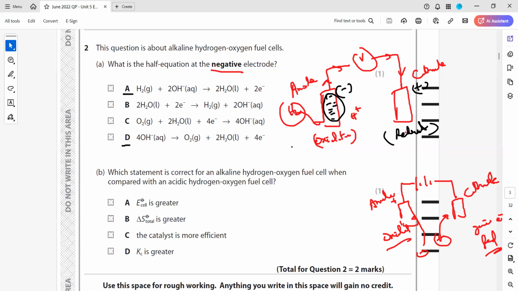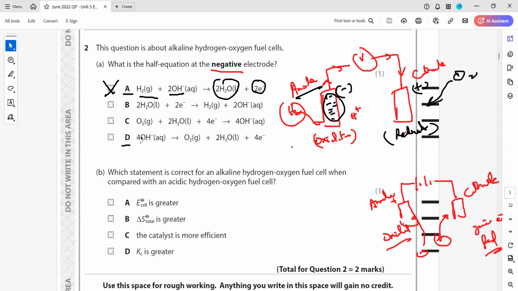But in a fuel cell, we use hydrogen. So hydrogen is there, and it's an alkaline fuel cell, meaning it contains hydroxide ions. So at the anode hydrogen is added, at the cathode oxygen is added. So the hydrogen, in alkaline condition, in the presence of OH, will form water and give 2 electrons. So A will be the right answer.